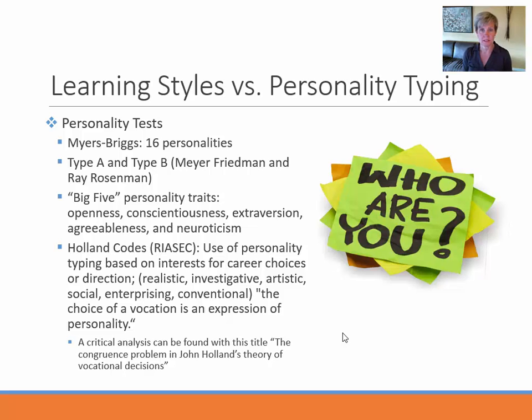And that is based on how you kind of sort out in terms of those interests. You start looking then at careers where you could express yourself with your personality in that type of career. Now, the Holland Code has a critic, and it's Tinsley, and he puts out this idea that there's a congruency problem with Holland's theory for vocational decisions.